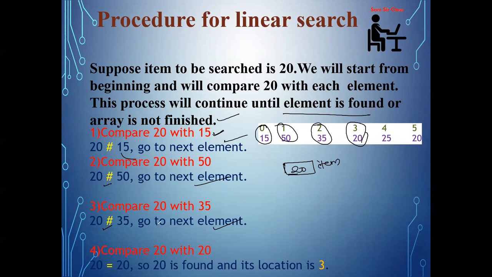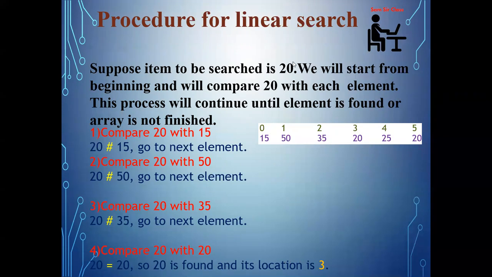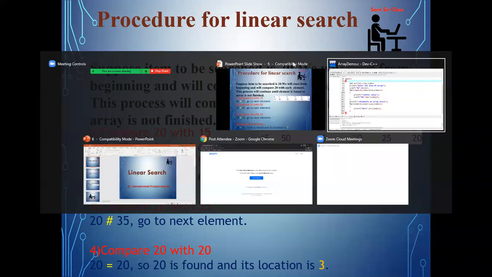Finally, 20 is equal to 20, which means the comparison or searching is over, because the value I am searching is present at index number 3. So 20 is found at location 3. Done. This is a very simple procedure known as linear search. Let us see how to write the program and implement the same.